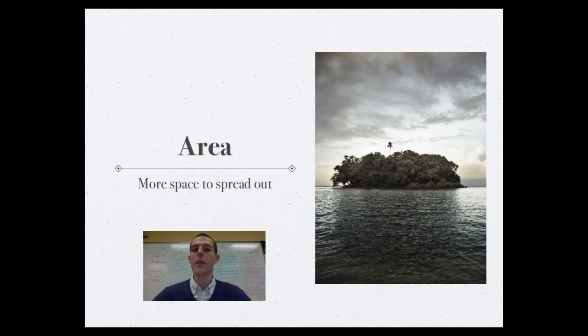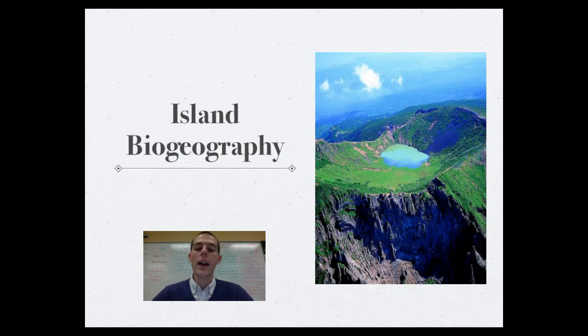And as animals adapt to niches, they will speciate away from their original species. So area provides the opportunity for greater diversity of climates, which provides for the opportunity for greater diversity of animals. And all of this kind of ties together into the idea of island biogeography.